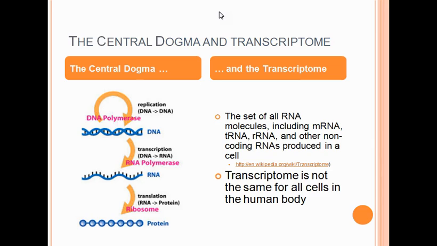On the right is the formal definition of the transcriptome from Wikipedia. As is stated there, the transcriptome is comprised of all the different types of RNA that are transcribed from the DNA. Note that not all RNA is translated into proteins. Some of these RNA perform other functions in the human cell. Note also that the transcriptome varies across different cell types.